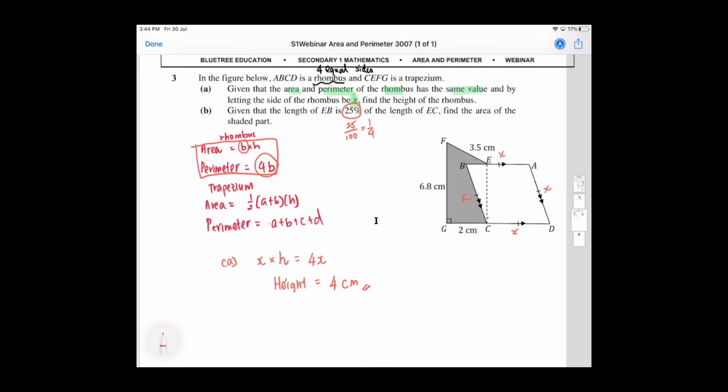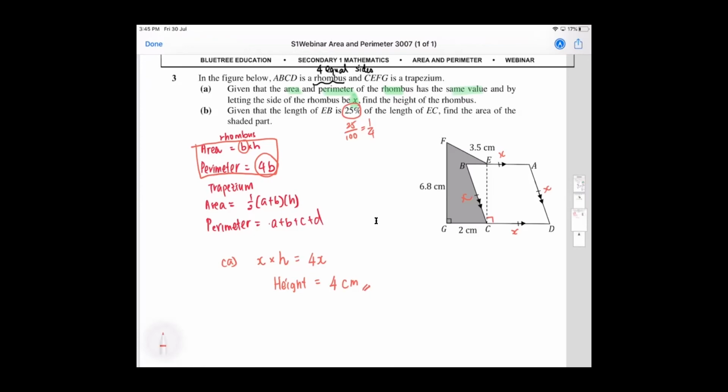EC is actually the perpendicular distance between the parallel sides of the rhombus. So EC is really the height. I just want to make it clear that when we talk about h in the formula, we are looking at perpendicular distance, which need not be the height. It could be a length, so long as it is a perpendicular distance between the parallel sides.